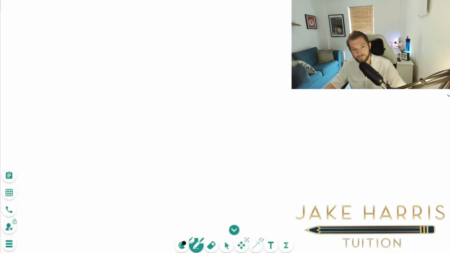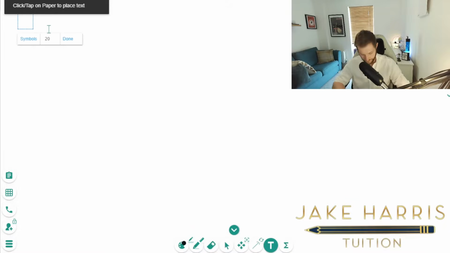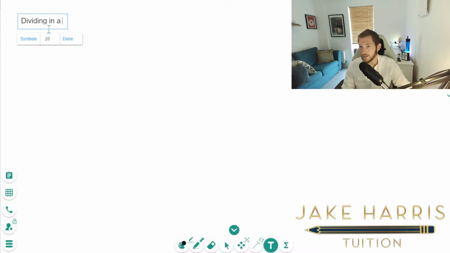Okay, so today I wanted to talk about something that I think a lot of students could benefit from, GCSE level, both foundation and higher tier, and that thing is dividing in a given ratio. So if I just switch to the whiteboard here, alright, that is our title, dividing in a given ratio.